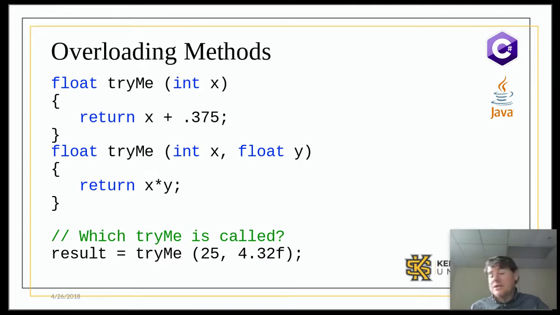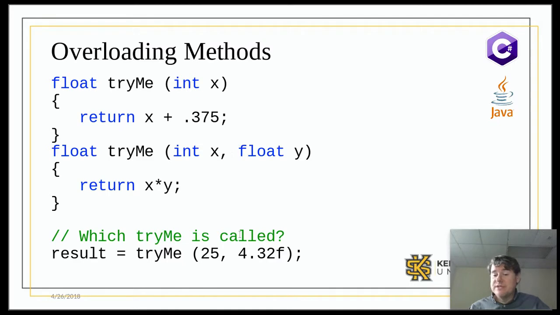And you can see that the bodies of the methods do whatever the bodies of the methods do. That's not really relevant to this particular conversation. The point is that I can call these methods separately. And you might say, well, how does it know which one is being called? Like, I'm down in a main method, and I'm saying try me 25 4.32f, which is a float. How does it know, do I mean this one or do I mean that one?